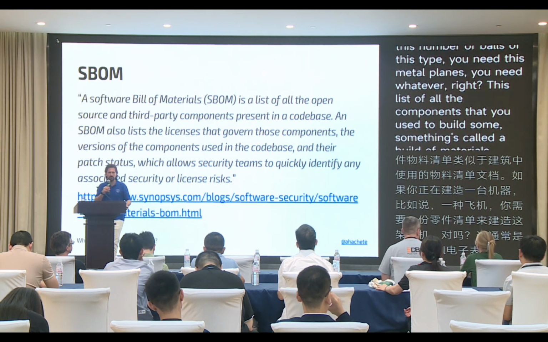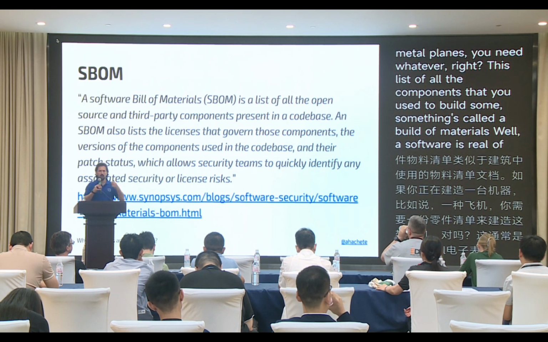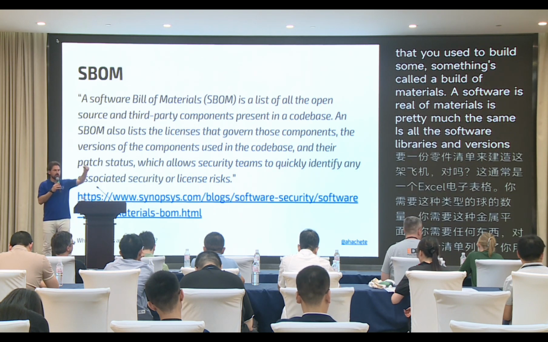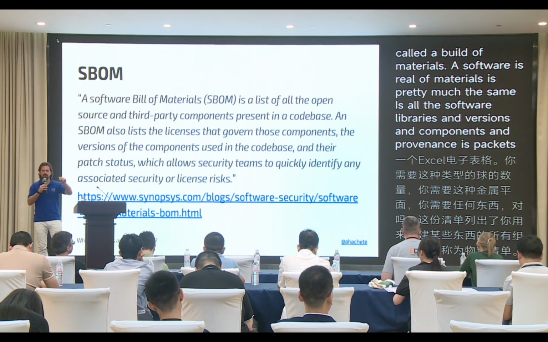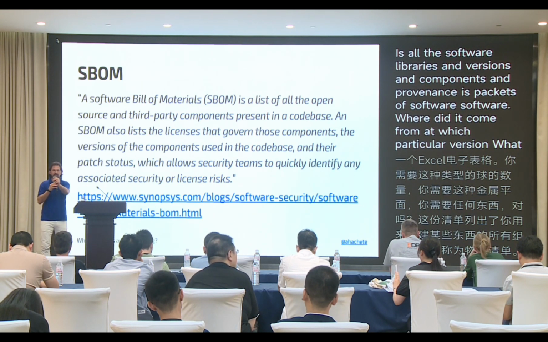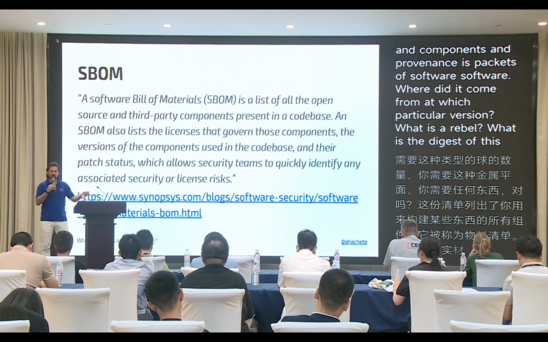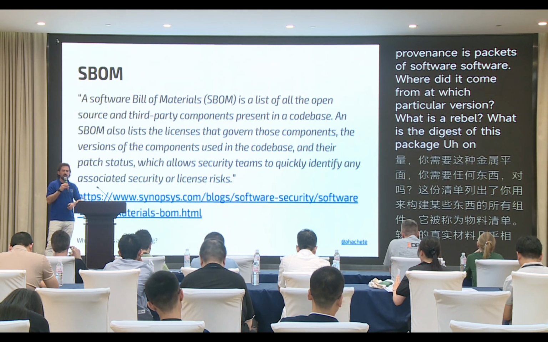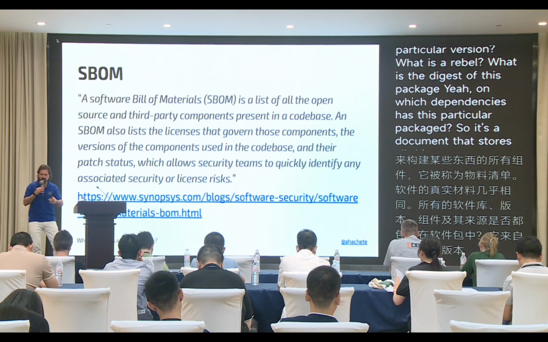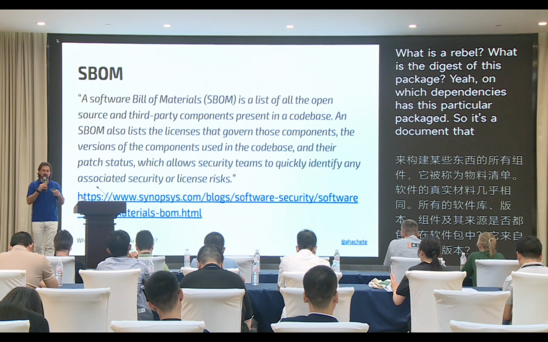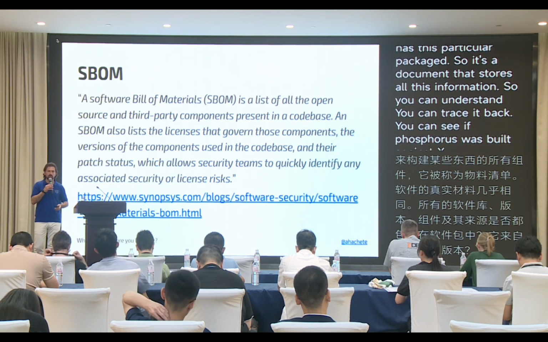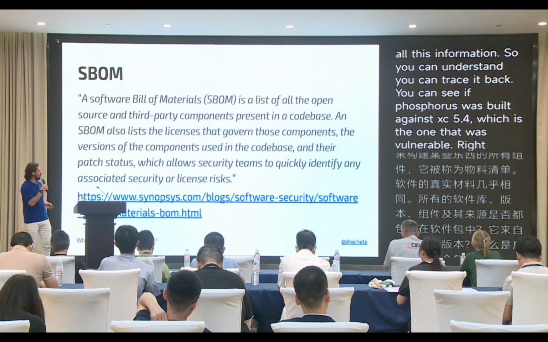Well, a software bill of materials is pretty much the same. It's all the software libraries and versions and components and provenance: this package of software, where did it come from? At which particular version? What is the repo? What is the digest of this package? On which dependencies does this particular package depend? So it's a document that stores all this information so you can understand it and trace it back, and you can see if Postgres was built against XZ 5.6, which is the one that was vulnerable, just by looking at the SBOM.